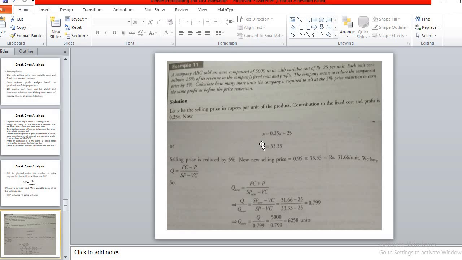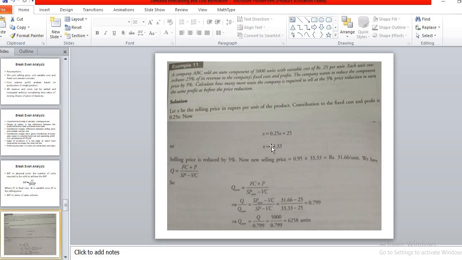So the selling price x is equal to this contribution plus 25, where 25 is the variable cost per unit, plus the contribution to the fixed cost and profit 0.25x. So after simplification, we will get the selling price as 33.33.